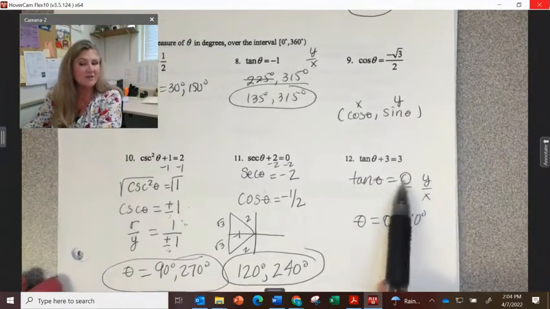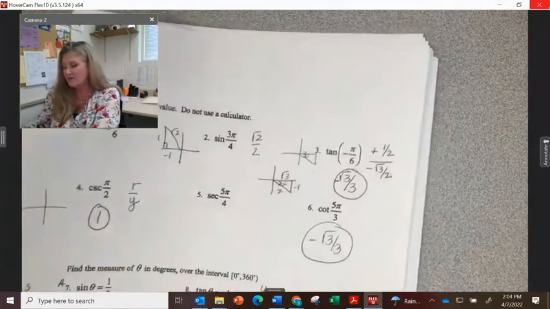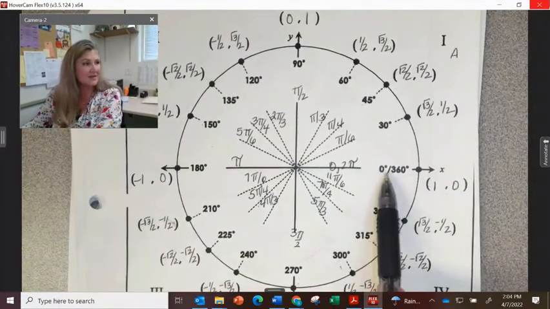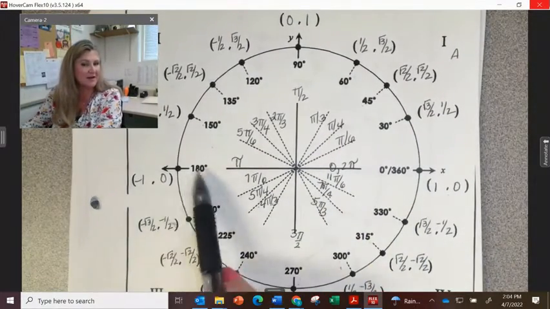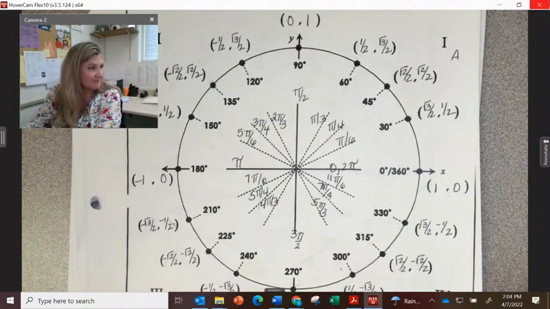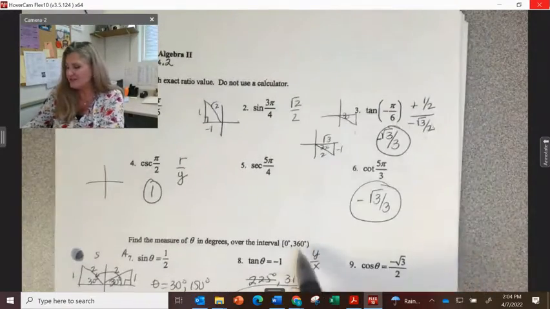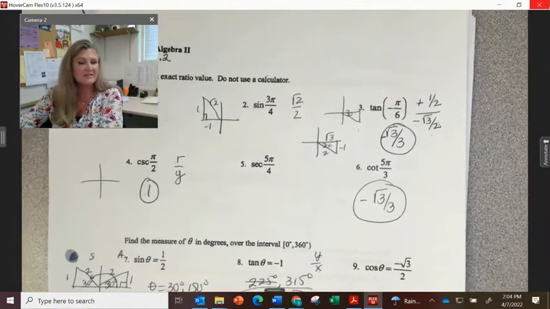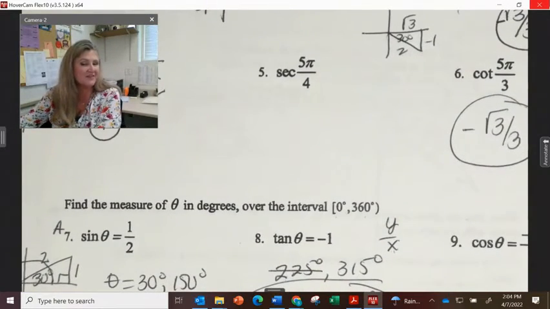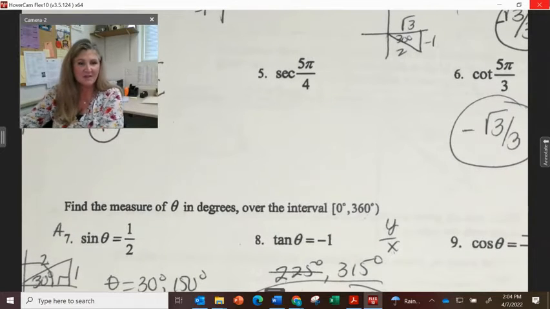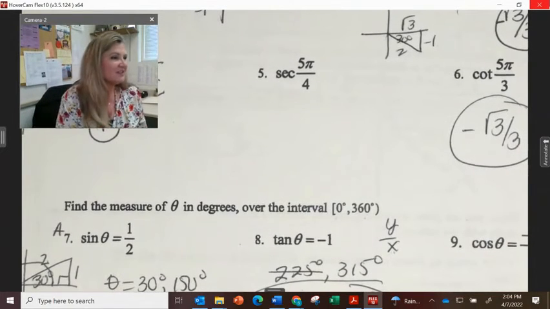So all we're looking for is, where is y 0? So if we're thinking of that unit circle, where is y 0? Y is 0 right here at 0, and y is 0 right here at 180. Okay? Because of the directions saying from 0 to 360 with a parenthesis here, a parenthesis means you could use 359.99999, but not 360. All right, guys, any questions?